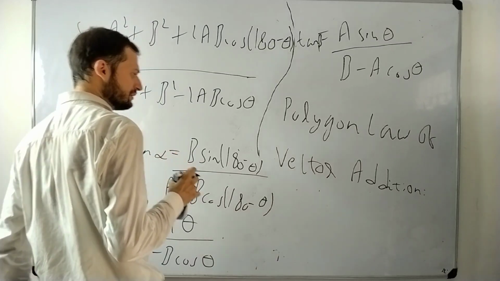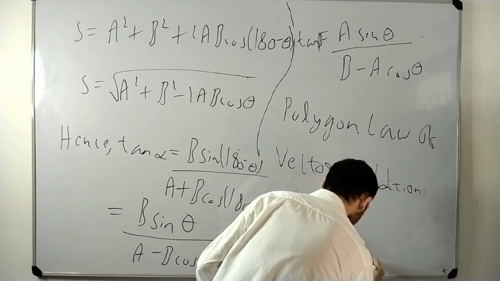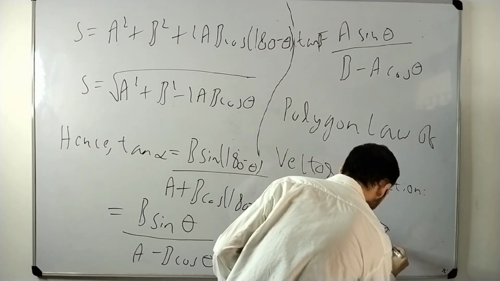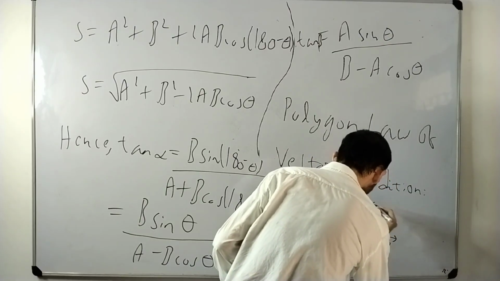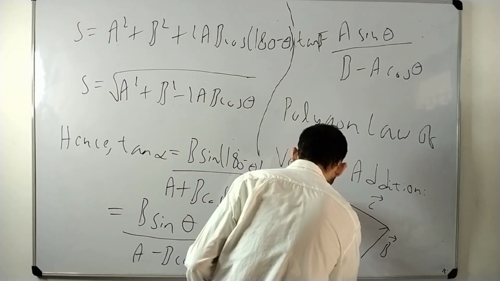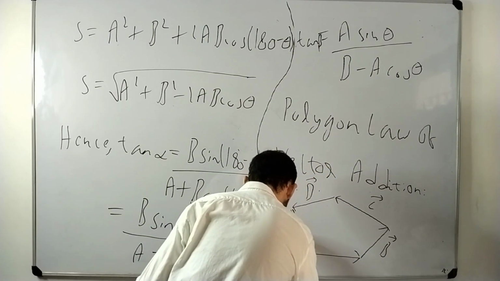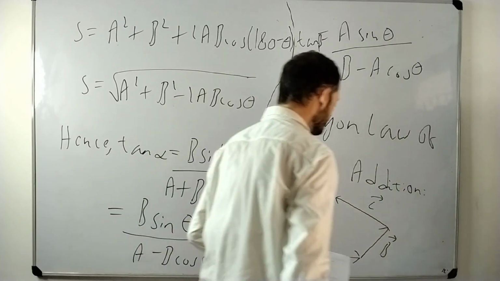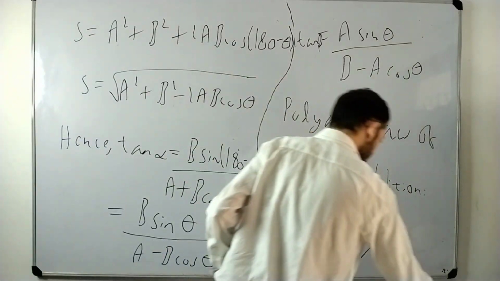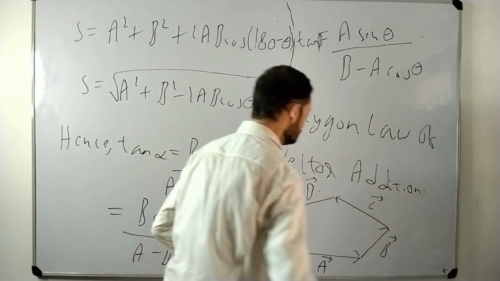Maybe I should make the figure here. A, B, C, D, this is E. Many people must have understood that I have changed the direction. What does this mean? Where is A, sir? Where is the A vector? A vector.